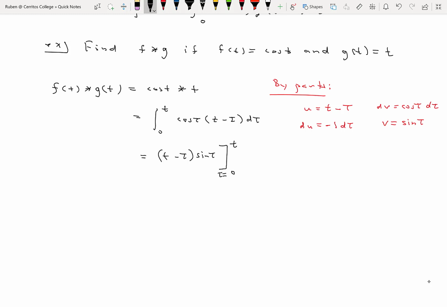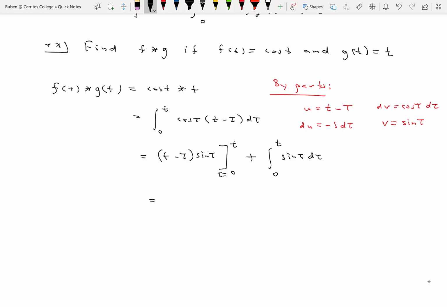Remember these variables, we have to be careful with them because they're so similar looking. Minus the integral of v du. Well, du is already negative, so it's really plus the integral of sine of tau times 1 d tau. And this is also as tau varies from 0 to t. Okay, so let's continue with this.